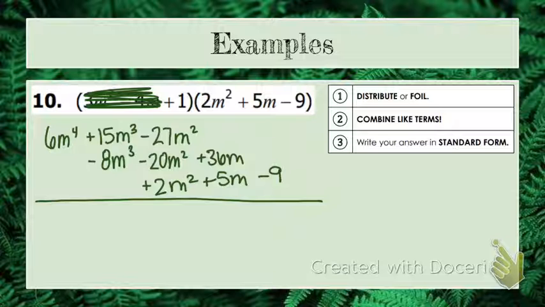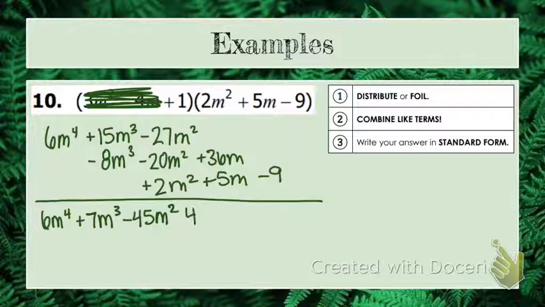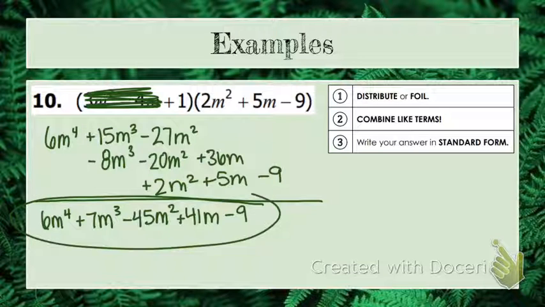So we have 6m to the fourth. 15 minus 8 is 7m to the third. Negative 27 minus 20 is negative 47. Plus 2 is negative 45m squared. And then we'll get plus 41m minus 9. And all that did is, instead of having a big, long thing that you have to organize, we just organized it as we went into columns. And then we combined like terms. So this is your final answer, and it is in standard form.